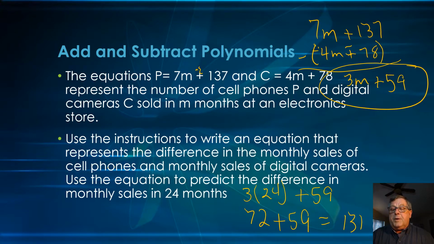So whatever time period this was, in that 2-year period, they sold 131 more cell phones than they did digital cameras.